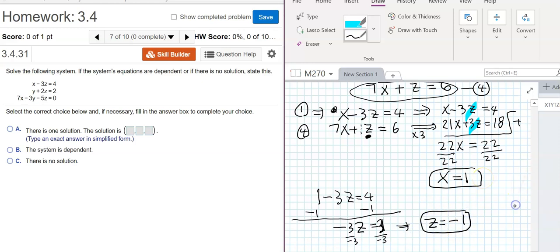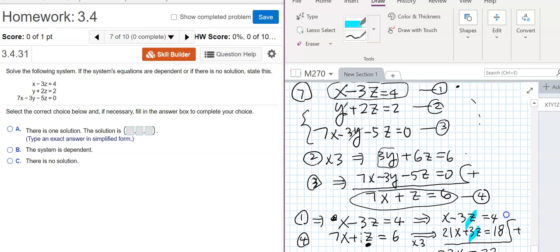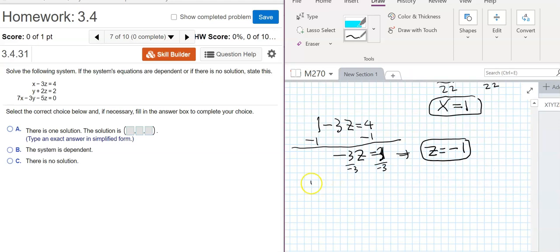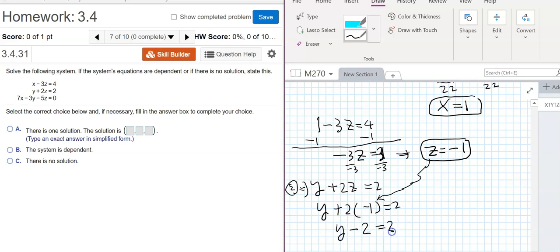Now I have to solve for y. Where are you going to solve for y? Anywhere that has y. How about the number 2 equation? Y plus 2z equal 2. So y plus twice, what is z? Z was negative 1 here, isn't it? So y minus 2 equal 2. That makes y equal 4.